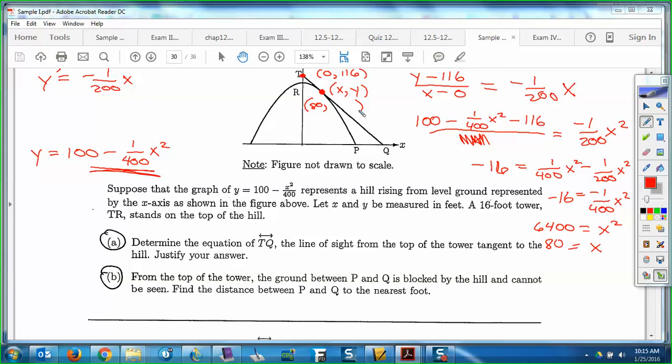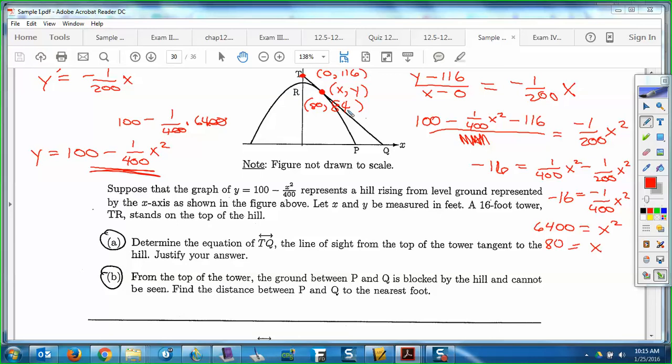How would you get that? Plug it into the y, so 80 squared is 6,400, so this would be 100 minus 1/400 times 6,400. So the zeros would cancel. 64 divided by 4 is 16. 100 minus 16, 84. So this would be the point 80, 84.